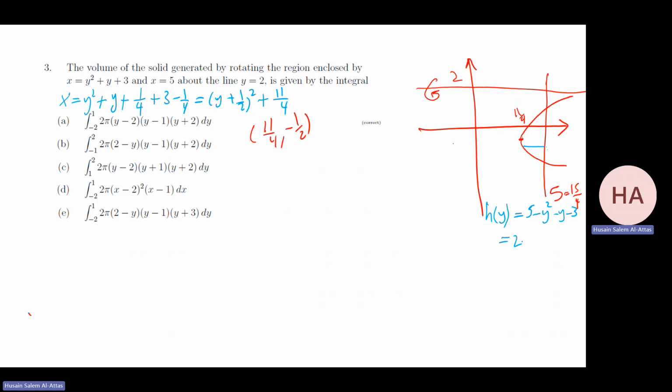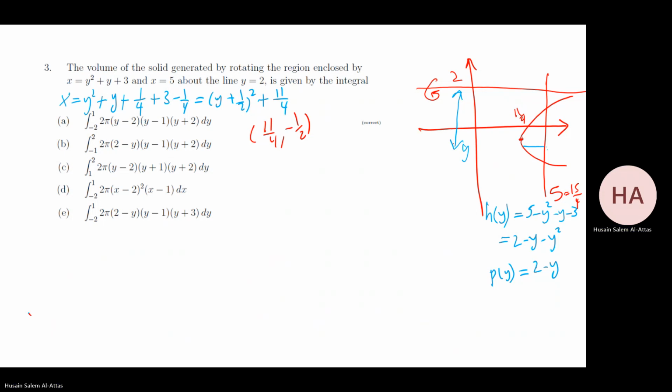And that is what? 2 minus y squared. Okay, what about p of y? The length? If this is y, what's the distance between this to this? That will be 2 minus y. And from where to where? Y values, huh? I'm talking about the y values.